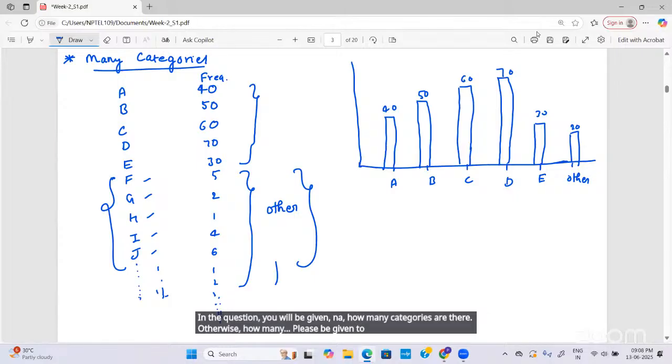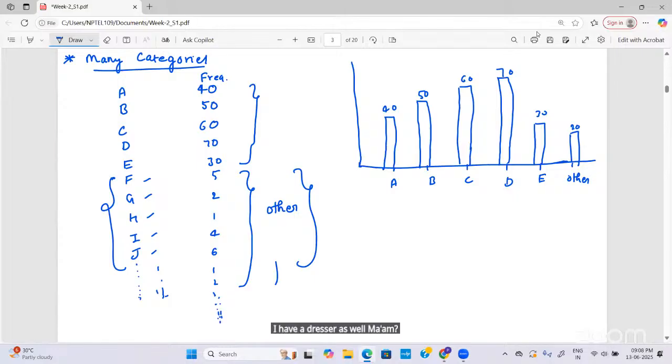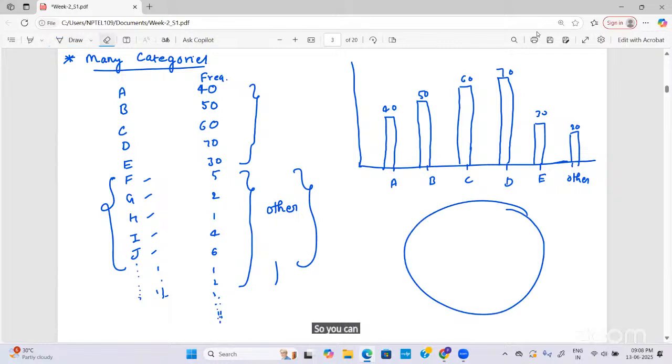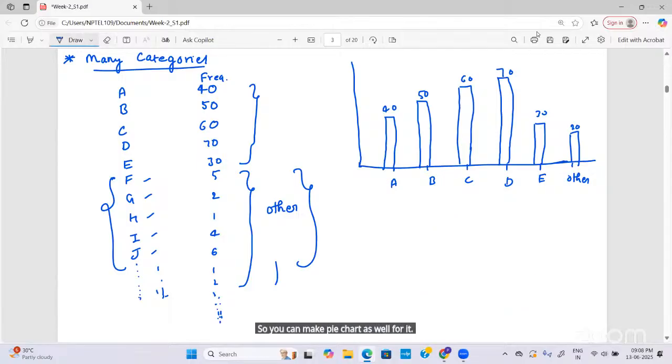Ma'am, a small doubt. If we present the same data set using both a pie chart and a bar chart, which one will be more convenient? You can make a pie chart as well for it, and a bar chart the same, together.